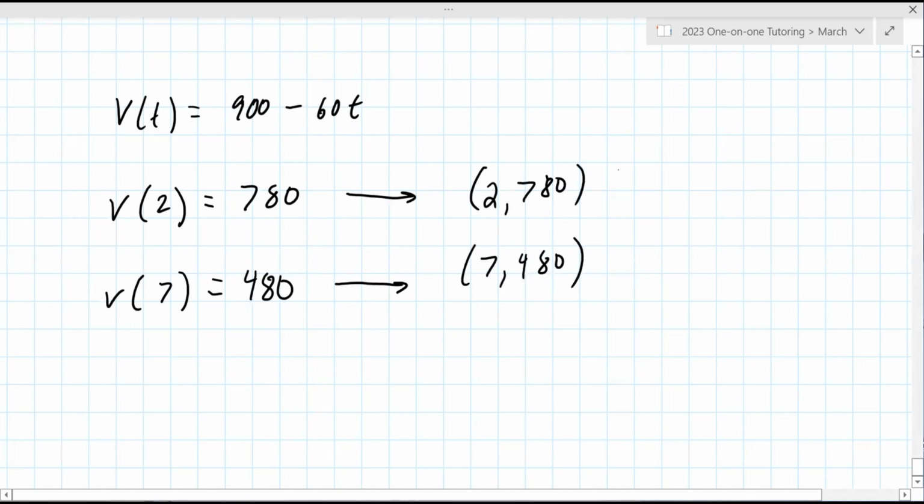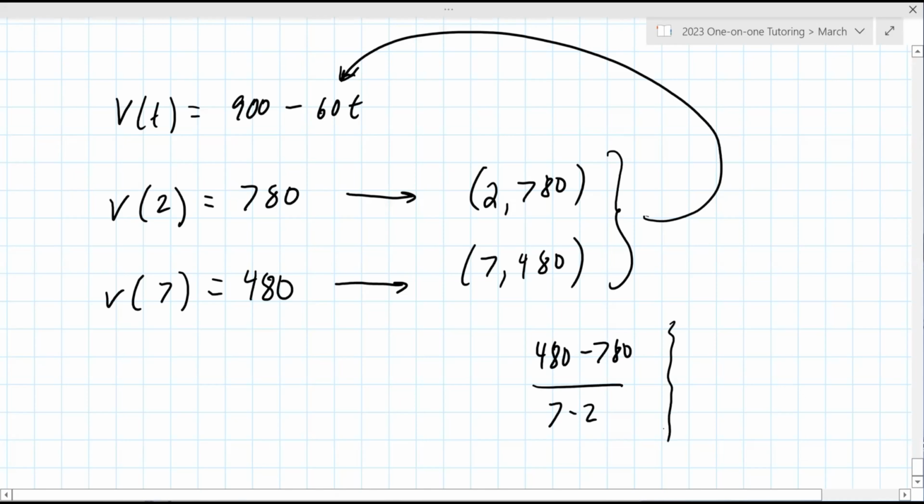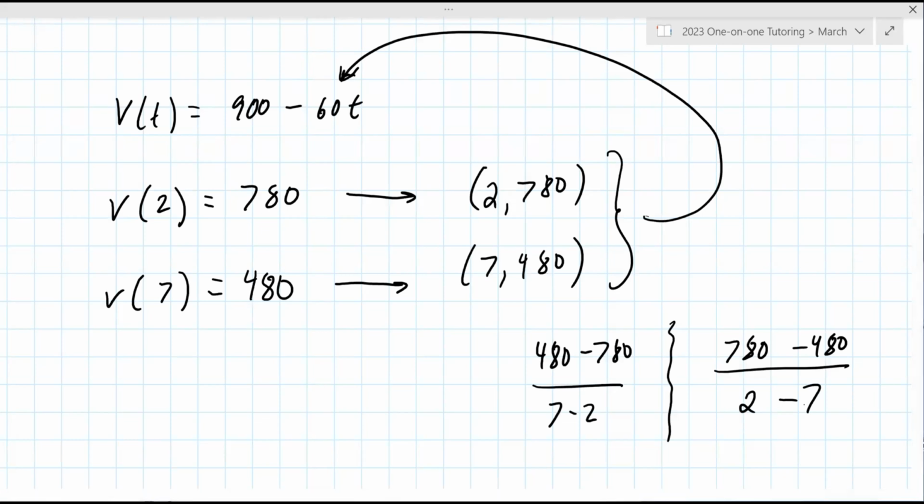I want you to confirm that these produce the slope of minus 60. How would you do that? 480 minus 780 over 7 minus 2. Now, does it matter? Let's just say I did it this way: 780 minus 480 over 2 minus 7. Does that give you a different result? No, it does not.